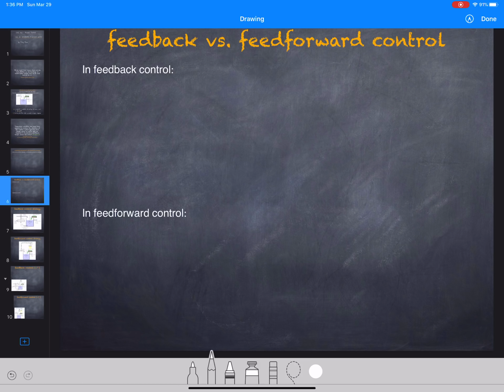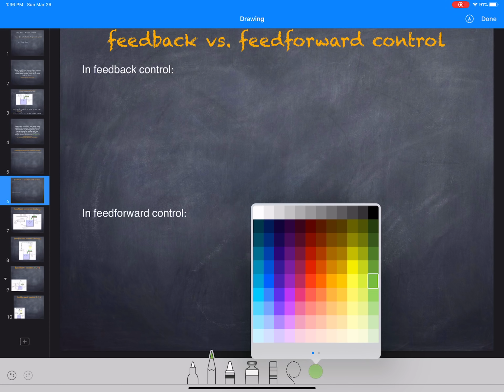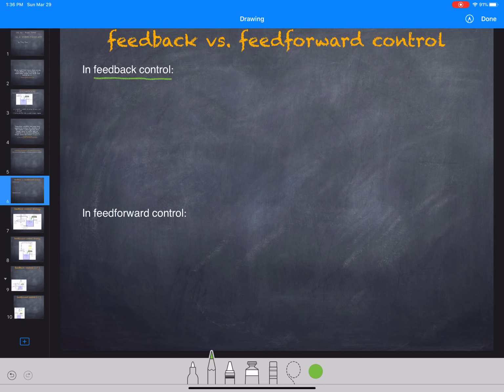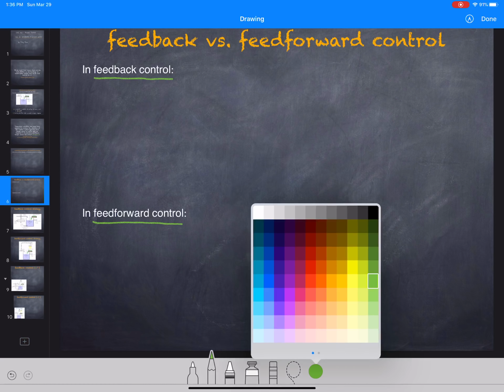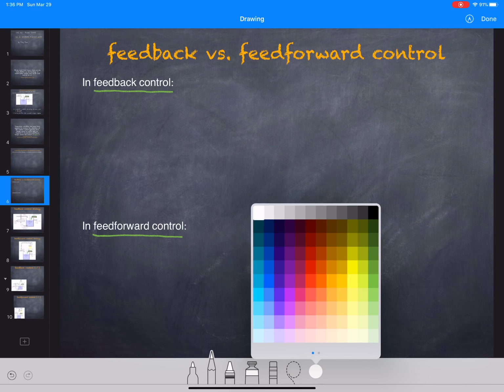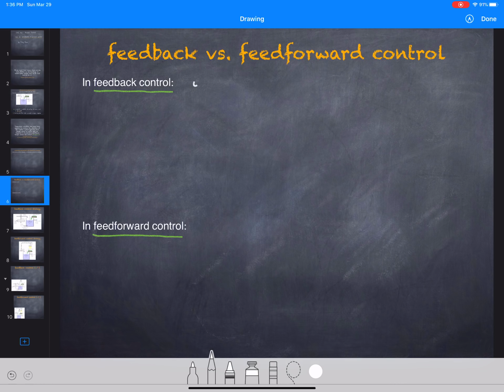So the key difference in feedback and feed-forward control is which variable you measure in order to know what action to take. So in feedback control, and I'll underline these to keep consistent with my definitions, we measure the controlled variable. And the controlled variable here would be the salt concentration.